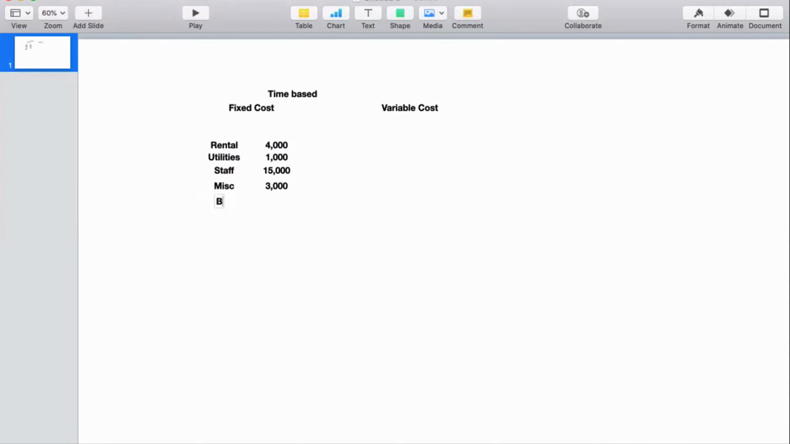So let's say I have a broadband line. Usually I put that under utilities. I pay 1,500 for this line, or my server hosting, 1,500. Okay, let me add this up. How much is that? 24,500. So we have 24,500. Am I right?